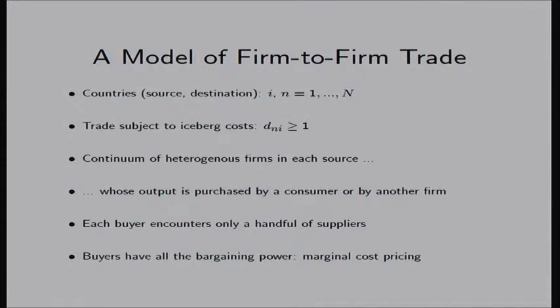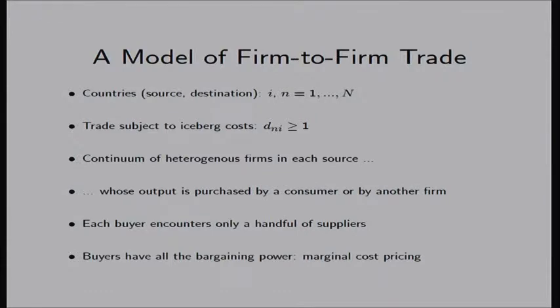Each buyer encounters only a handful of suppliers, so it's a search-theoretic model in that sense. There's a continuum of producers out there, but only a small number of them have what you need as a firm looking for an intermediate input. And to keep it as simple and stark as possible, and to contrast it with previous models that have confronted the kind of data we're going to be looking at, we're making the buyers have all the bargaining power, so that there's marginal cost pricing.